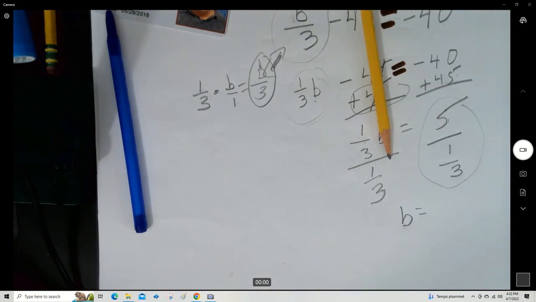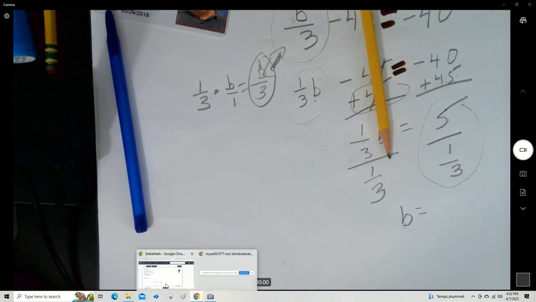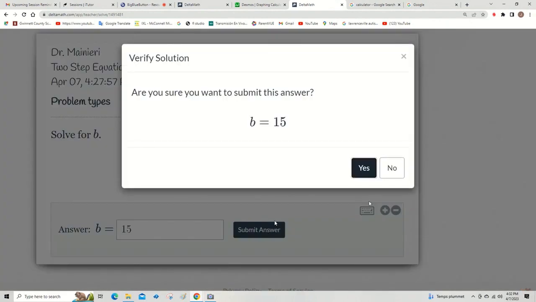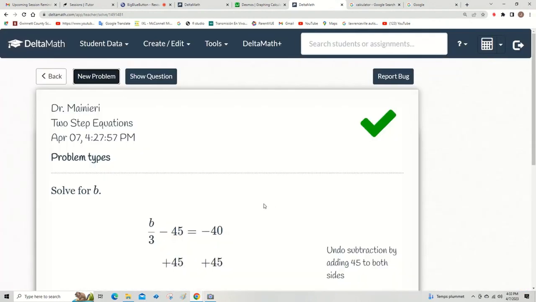I need redemption here, so I'm going to put 15 here. I just know I'm going to get it. Make sure I got it right. 15. Oh, God. Let's see. Yes! Green check. If I was 0 for 2, I was going to get fired.